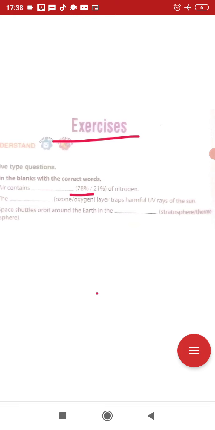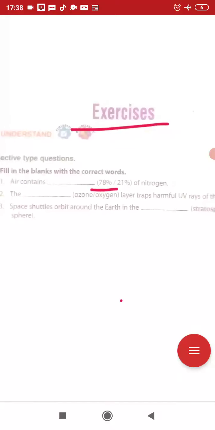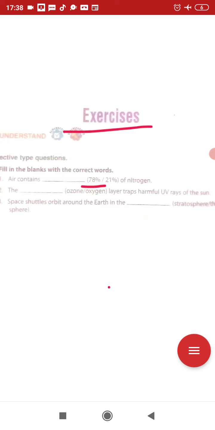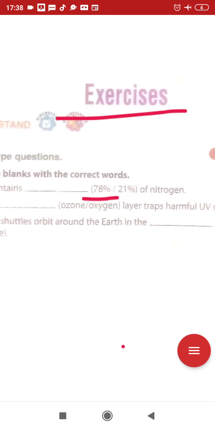Okay, so which layer traps UV rays? Ozone layer. Okay, so ozone is the correct answer. So just write ozone in this blank. What is the formula for ozone? The chemical formula of ozone is O3. This is a kind of allotrope of oxygen. Oxygen means O2 and ozone means O3. Three atoms of oxygen are present in ozone.